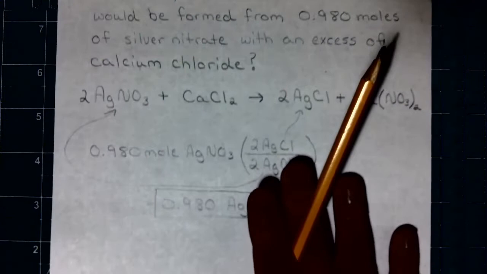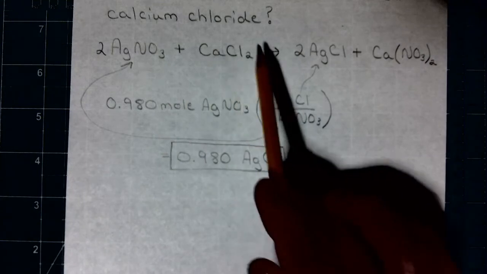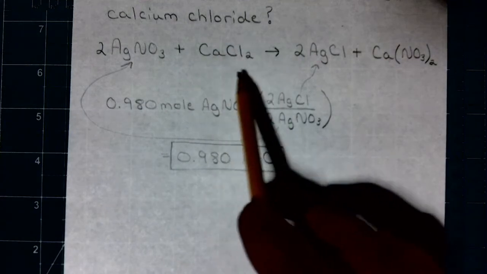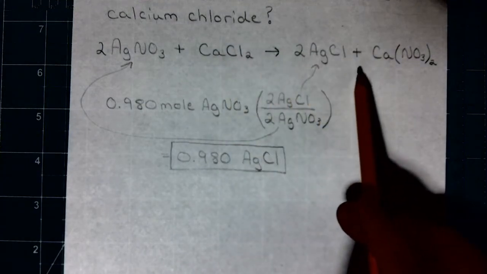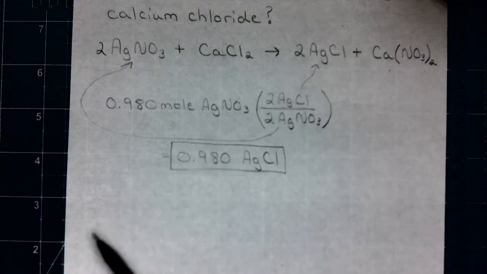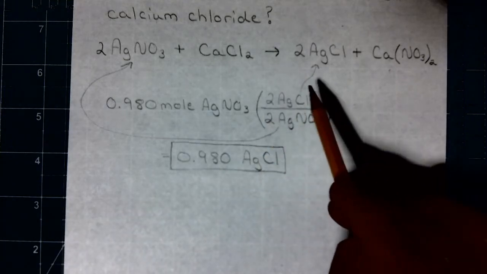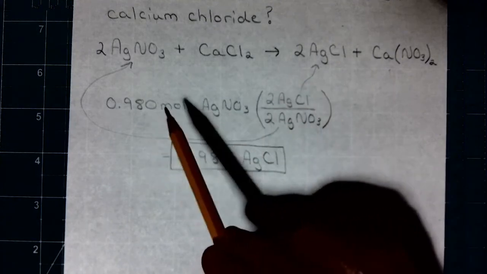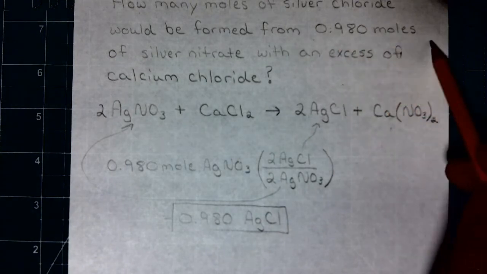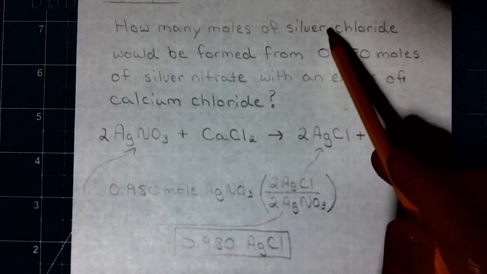But what that means is that we're going to assume that we have as much calcium chloride as we need to react with the silver nitrate. And that we're going to have so much of this that we're going to be able to convert everything over to silver chloride and calcium nitrate. So all I need to do is build up my stoichiometric ratio here. And I start off with the information that I have. I know that I have 0.980 moles of silver nitrate. And I need to know the amount of silver chloride.